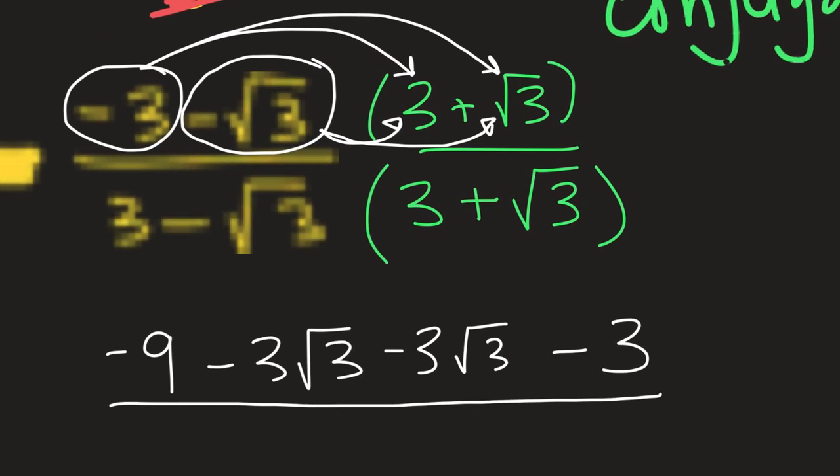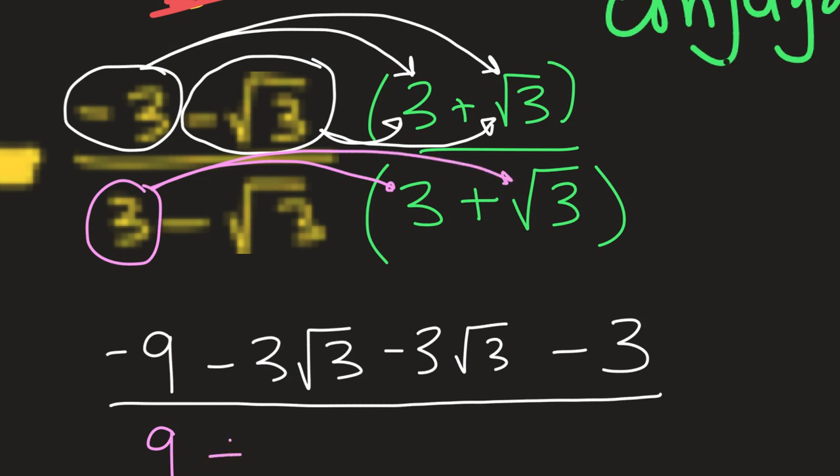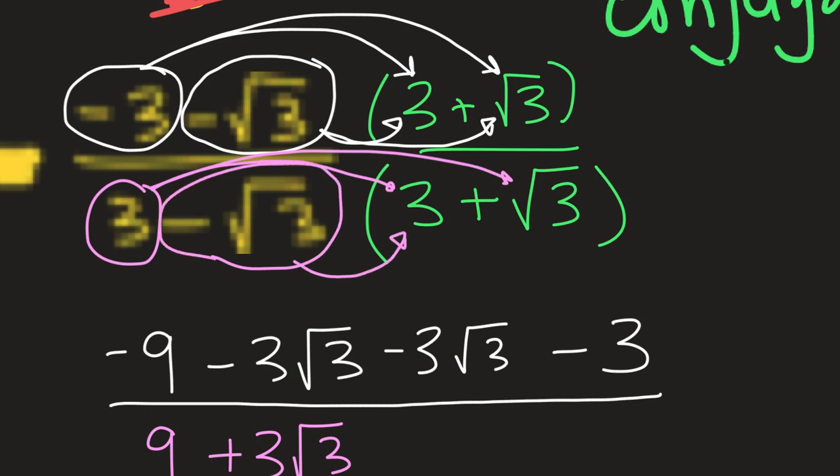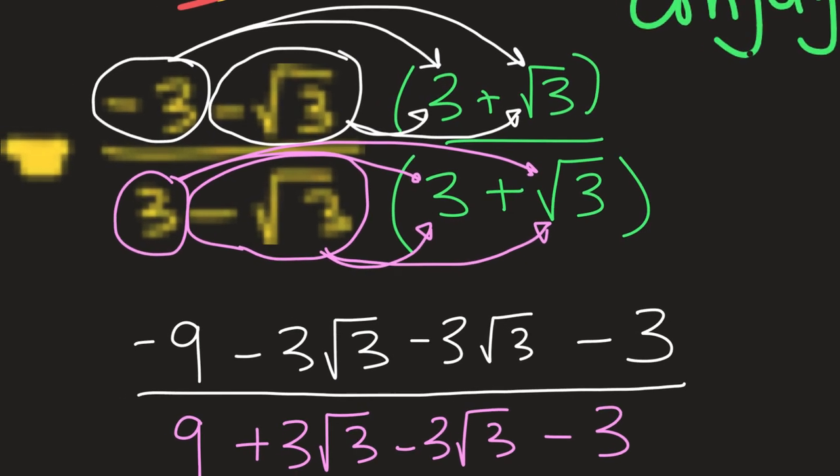So let's see what my denominator looks like when I distribute everything also. So 3 times 3, right, that's positive 9. 3 times root 3 is positive 3 root 3. And then I'm going to distribute my negative radical 3. So negative root 3 is a minus 3 root 3. And negative root 3 times positive root 3 is negative 3. Okay, so all of this wonderful algebra that we have to do in order to simplify.